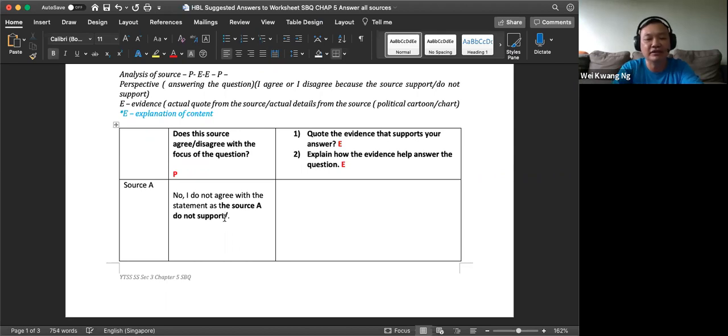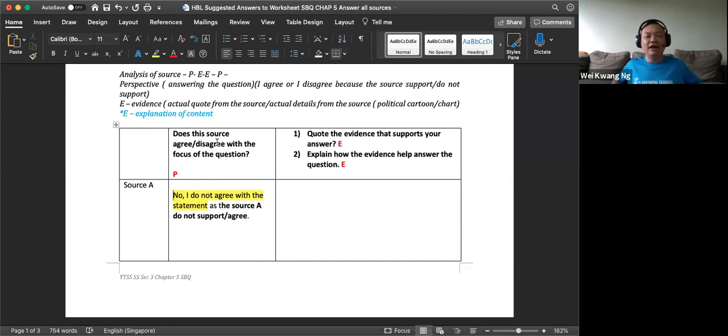Very important. The minute you say the source agrees, but you did not quote this very important statement over here, then I'm very, very sorry, the whole answer is wrong. Okay, so far so good.